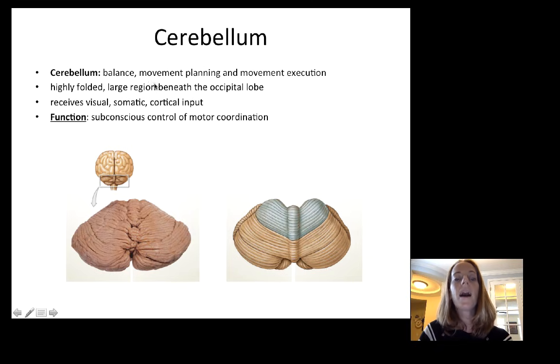Behind and below the cerebrum is the cerebellum. Cerebellum kind of means tiny brain. So it looks like this tiny little brain behind the cerebrum. The cerebellum is also important for movement, and what it is important for is balance, movement planning, and movement execution.